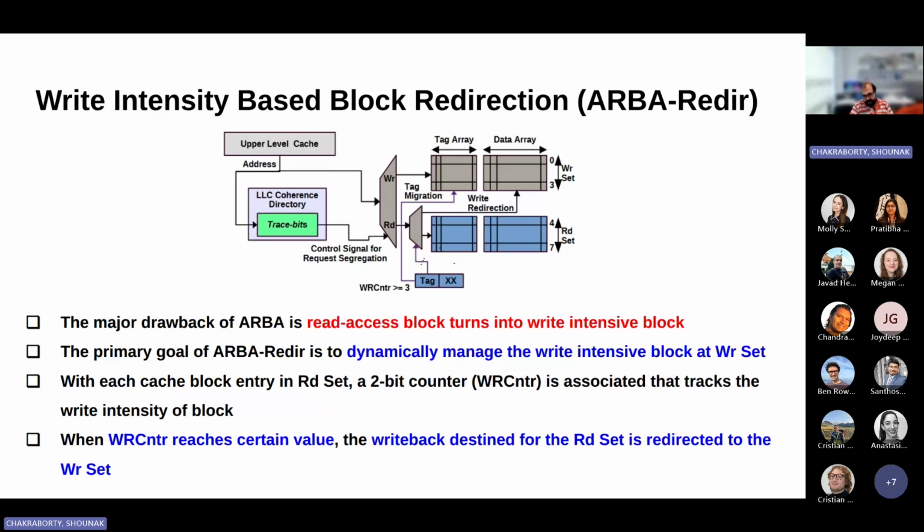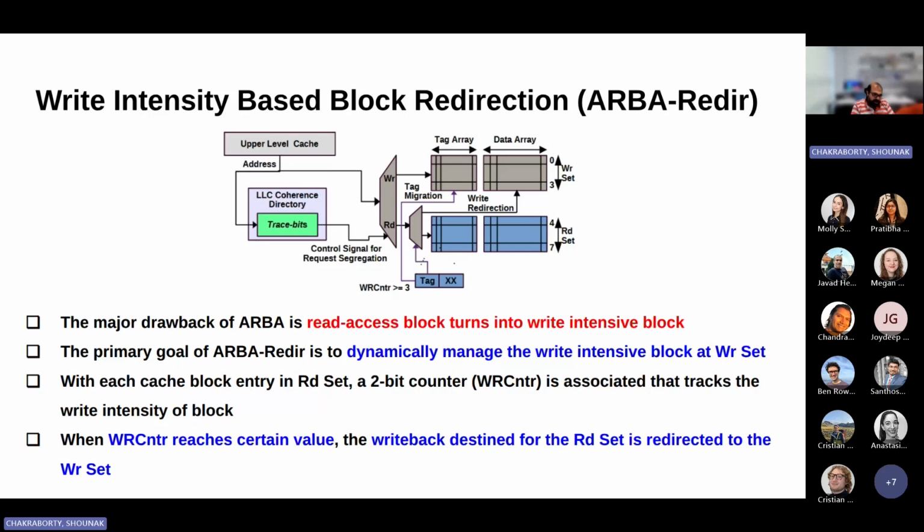If the write counter is higher than or equal to 3, then you can redirect the write to the write set of that particular block, and the corresponding trace bit will also be changed there. Now you are sending all writes to the write set instead of writing to the read set. So the first 2 or 3 writes will be allowed to the read set, but after that you can send them to the write set.